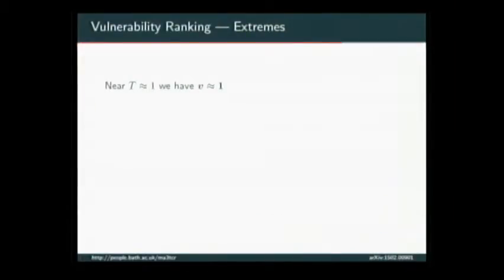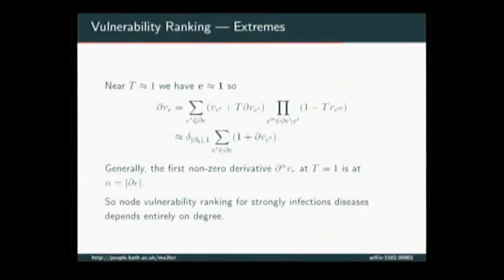At the other end, when transmission is very strong, v is very close to 1, so I end up with a completely different asymptotic. And in fact, I'm rushing, sorry, this is usually a longer talk. But in fact, it turns out that the linear theory won't ever do. The first non-zero derivative occurs after you've done as many derivatives as there are neighbors of that node. So the vulnerability ranking in strongly infectious diseases depends on degree.